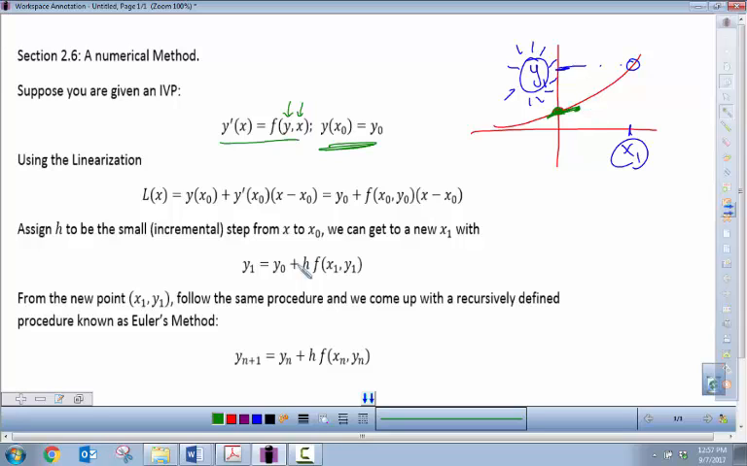Now from this point, you're going to find the slope here, and then now you have a slope and a point. You're going to take another small step, make a line, take a small step, and then now you're at a new point. So you're going to keep following this same strategy, and chances are you're not going to get the exact value, but you're going to get a pretty good approximation. Okay? Do you see the picture? The steps of how to get to that?